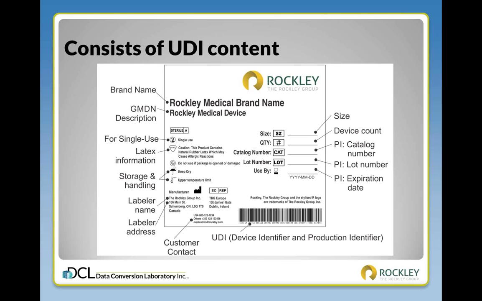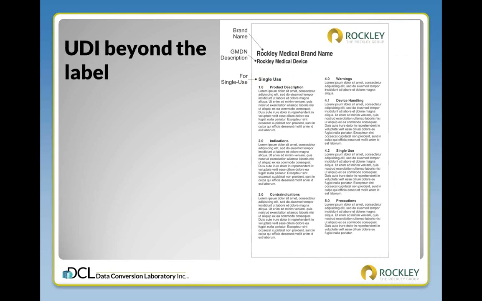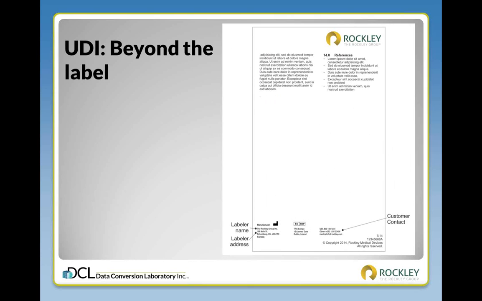So if we go beyond that, in the next slide, this is actually an instructions for use. And if we look at the IFU, we have a lot of common information. This is the first page of a typical IFU, and you can see the callouts for that information. Next slide. And on the back page, we also typically have the same information that you would have on the package label, that you would have in UDI. And so we're seeing that information is common.